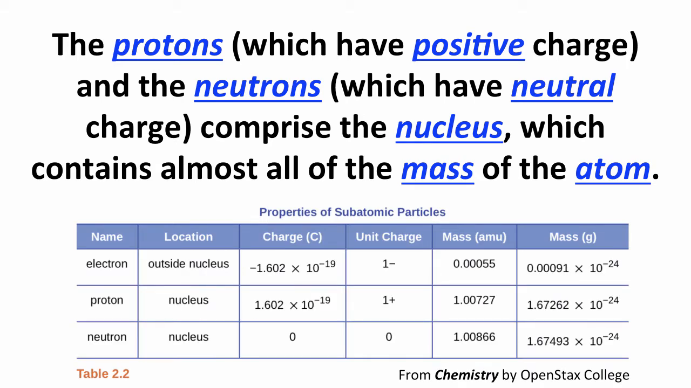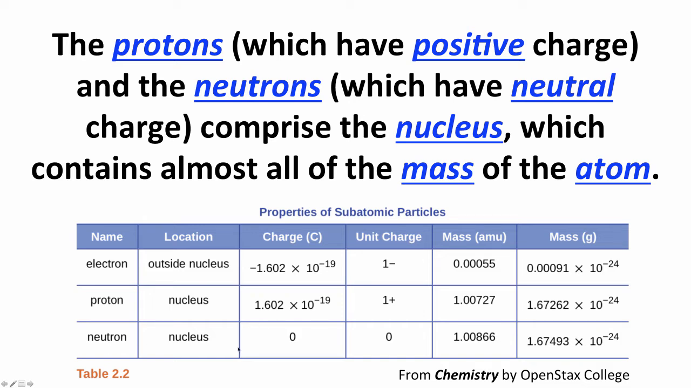And here's a table showing characteristics of the various subatomic particles. Protons are in the nucleus. They have a charge of 1.6 times 10 to the minus 19th coulombs. Unit charge we often refer to as just +1. It has a mass of a little over 1 atomic mass units, or AMU, or if you prefer its mass in grams, 1.67 times 10 to the negative 24th grams.